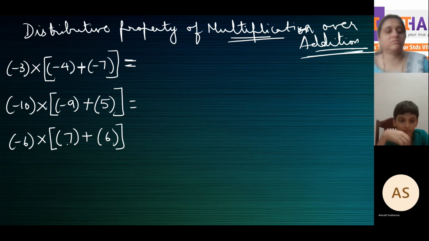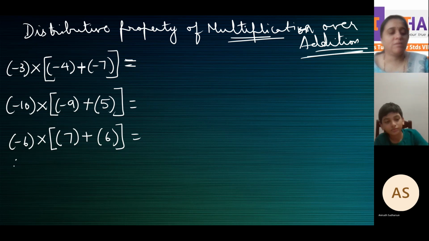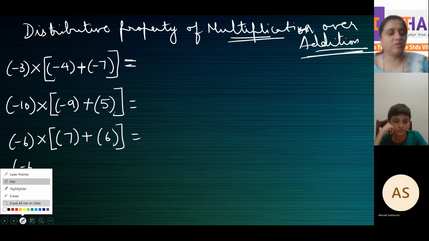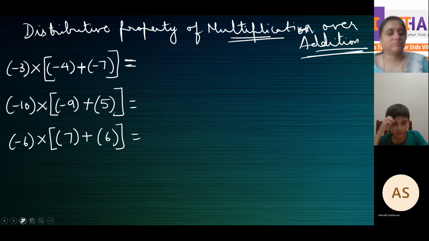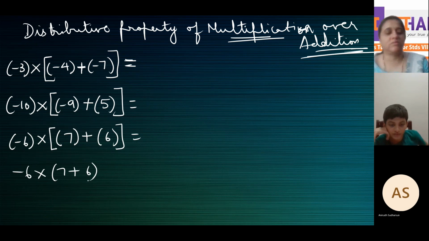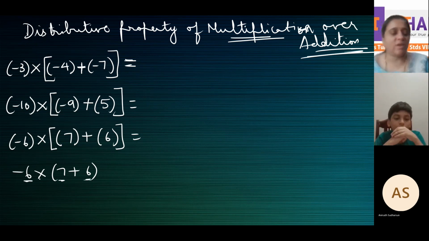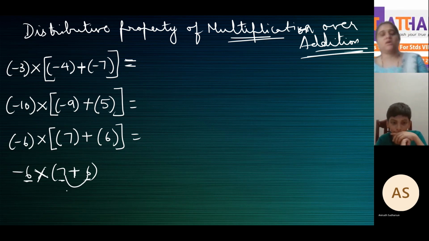You can also write this as minus 6 into 7 plus 6. You can also write it like this. Okay, ma'am. So you can see 3 integers, 1, 2, 3. The first operation is multiplication, then between these two is addition. This is when you should use the distributive property of multiplication over addition.